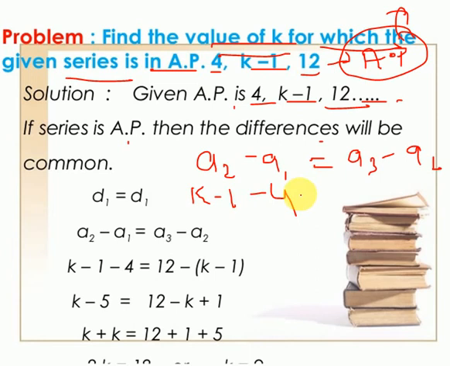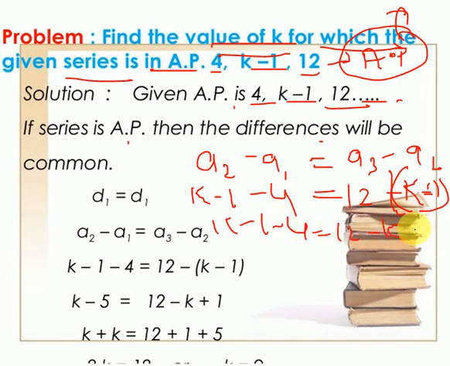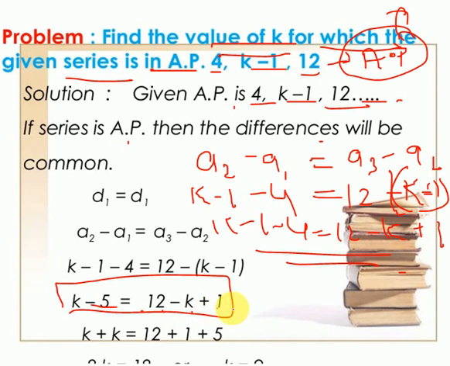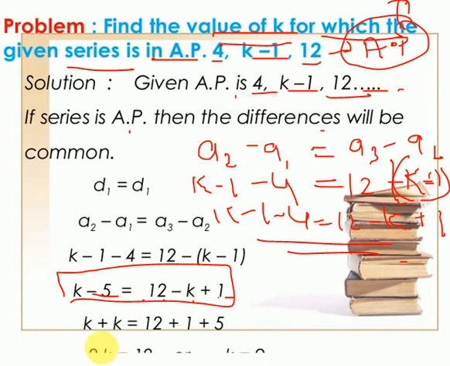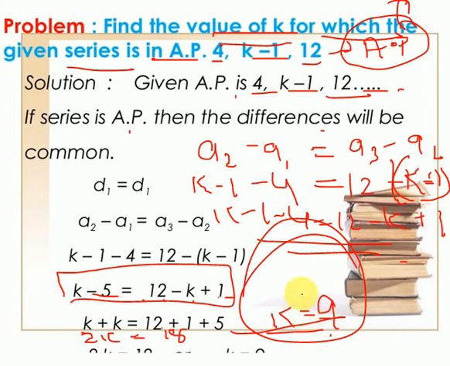So k minus 1 minus 4 is equal to the third term, 12 minus k minus 1. Oh sorry, it will be in brackets, so it will be k minus 1 minus 4 is equal to 12 minus k plus 1. Okay, so after solving it you will find k minus 5 is equal to 12 minus k plus 1, and after doing so you will find that 2k is equal to 18, right? And the k value will be 9. So here you can find the value of k very easily.